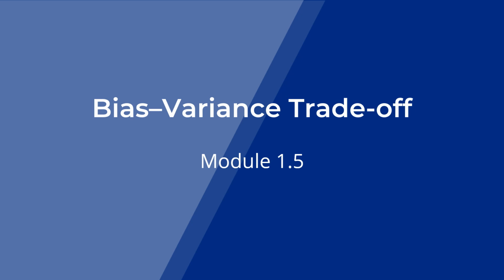Welcome to Module 1.5, in which we will cover the bias-variance trade-off. In this module, we'll learn how to analyze the different sources of error in machine learning models, and why balancing bias and variance is critical for building models that generalize well.